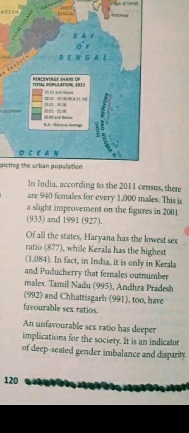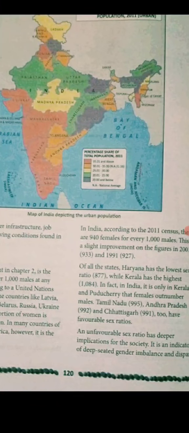An unfavorable sex ratio has deeper implications for the society. It shows a negative picture of the society. It's an indicator of deep-seated gender imbalance and disparity. By a low sex ratio, one can generally estimate the most general cause that comes to mind: the behavior with the women, a gender imbalance, a gender inequality.